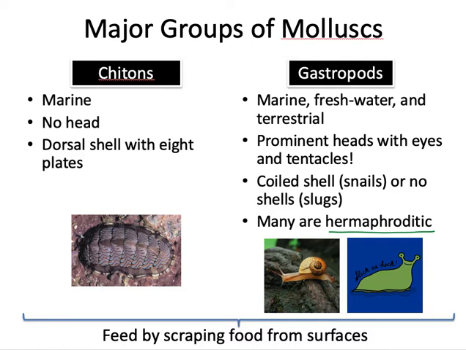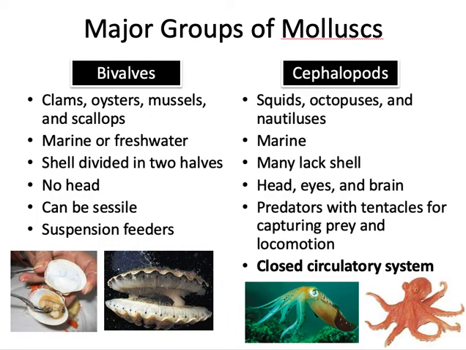And then we have our bivalves. Bivalves include all of the animals that have shells on the dorsal and the ventral side, so clams, oysters, mussels, etc. There are marine and freshwater species, so they are aquatic, and they don't have a head like the chitons. They can be sessile, but some of them will move. They'll have a foot muscle, so they're really slow moving, and they are suspension feeders. We're going to show a diagram of what that looks like in the next slide.